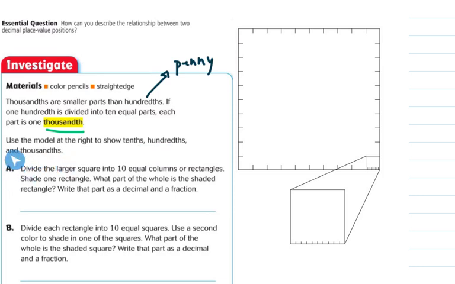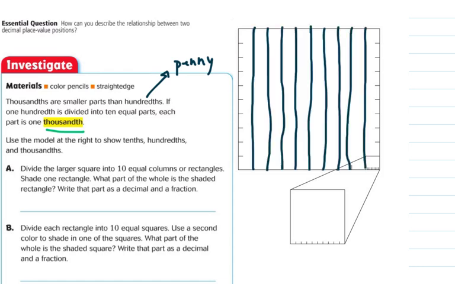So we're going to start here with A. It says divide the large square into 10 equal columns or rectangles. Then shade one rectangle. What part of the whole is the shaded rectangle? Write that part as a decimal or a fraction. So boys and girls, we drew 10 columns. Now it's asking us to shade one tenth. So what we're going to do is color one of these rectangles a different color. We're going to use green for this particular example.